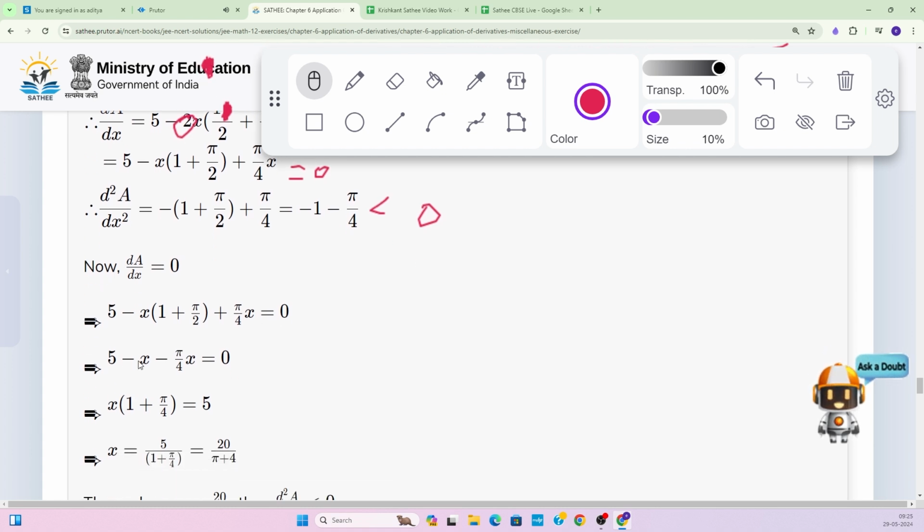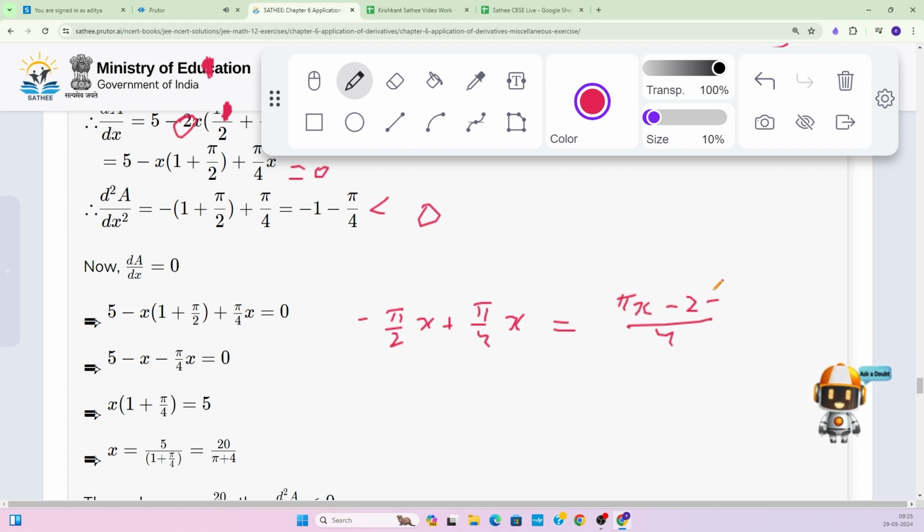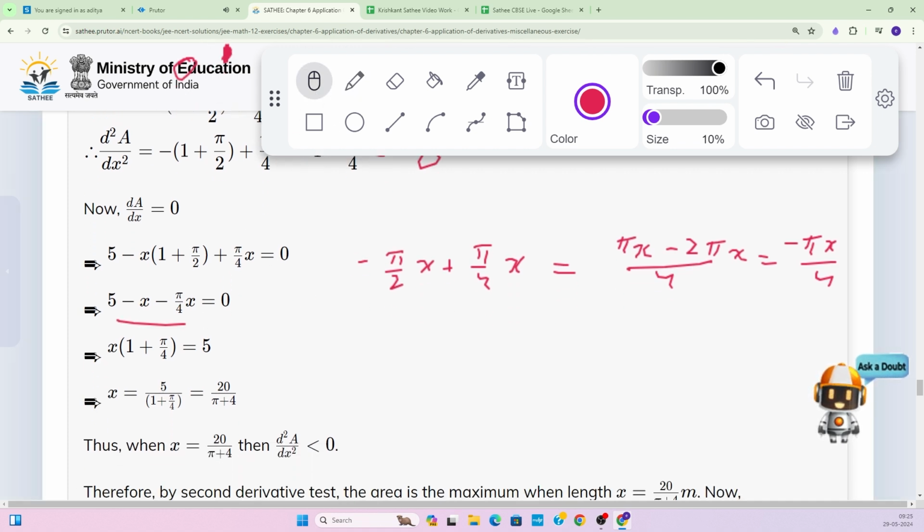This means 5 minus x minus pi by 2 multiply. Okay, so it will be what? Minus of pi by 2x and plus of pi by 4x. This means taking 4, it will be pi x minus 2 pi x. This will be minus pi x by 4. So minus x pi by 4. Okay, this will be your expression after simplifying.